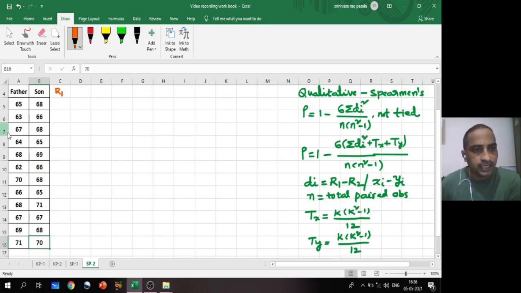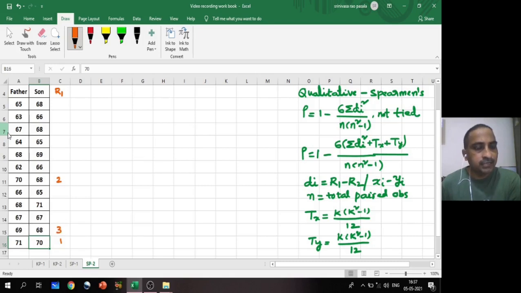In this, 71 is the highest marks in the first series. Am I correct? So that's why I have given the rank 1. The next highest mark is 70, so that's why I have given the rank 2. The next highest marks is 69, so I have given the next rank 3.